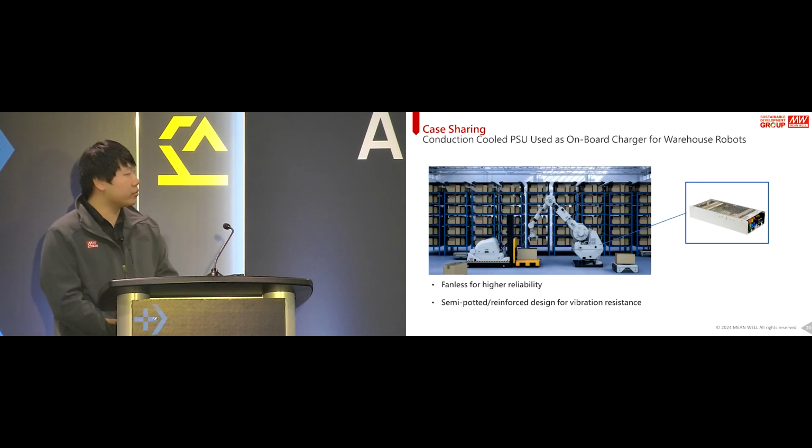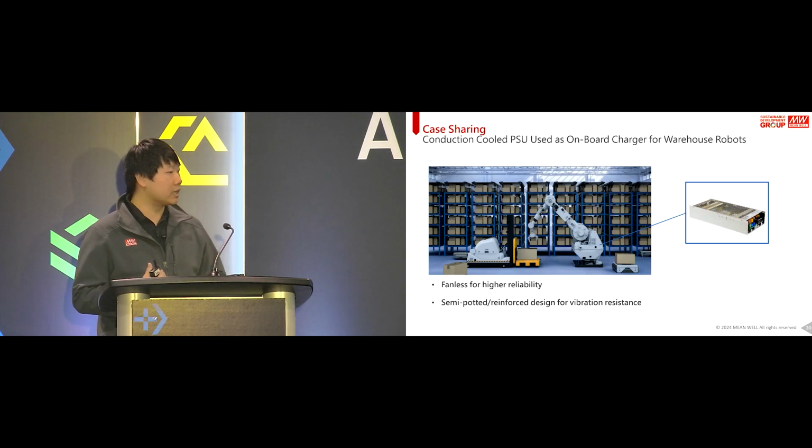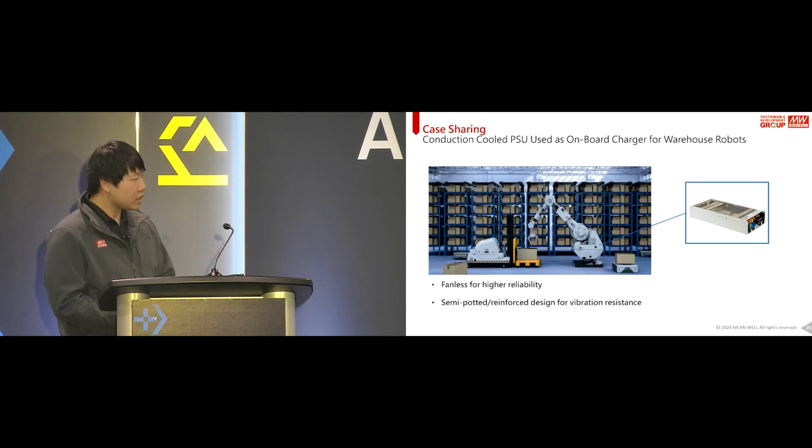And here's a case sharing where a conduction-cooled power supply was used on board a warehouse robot as an onboard charger. In this specific case, the fanless power supply was chosen because it's built inside, it's an onboard charger. So it's not meant to be a fast charging station, but just something that you can plug into the shore. And the power supply was semi-potted, so it was able to withstand the vibration, and it was fanless already for higher reliability. That's why it was the choice for this customer.